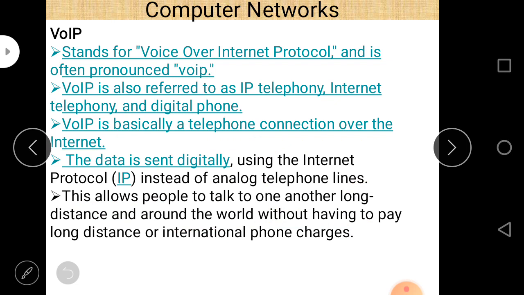People can also connect to each other using this, and they may not pay international phone charges because they use voice over internet protocol.